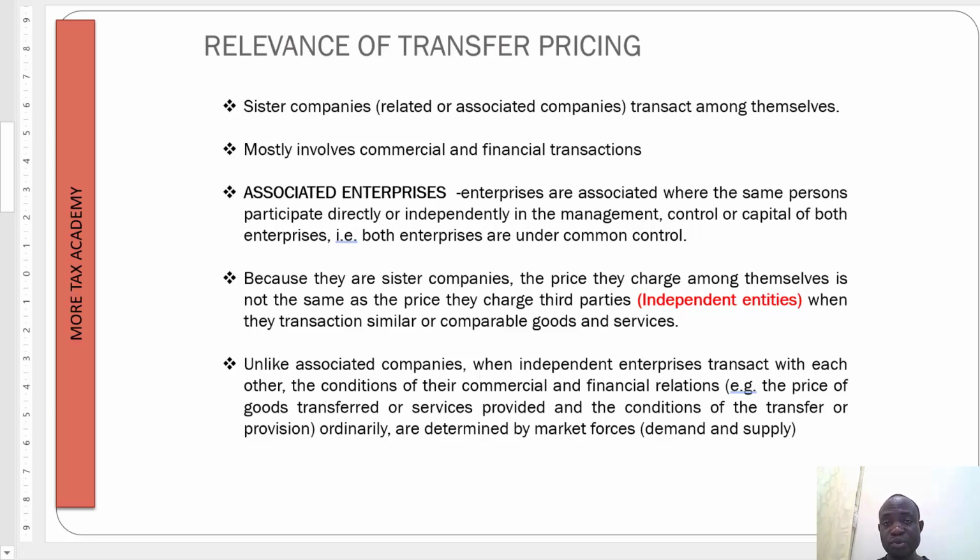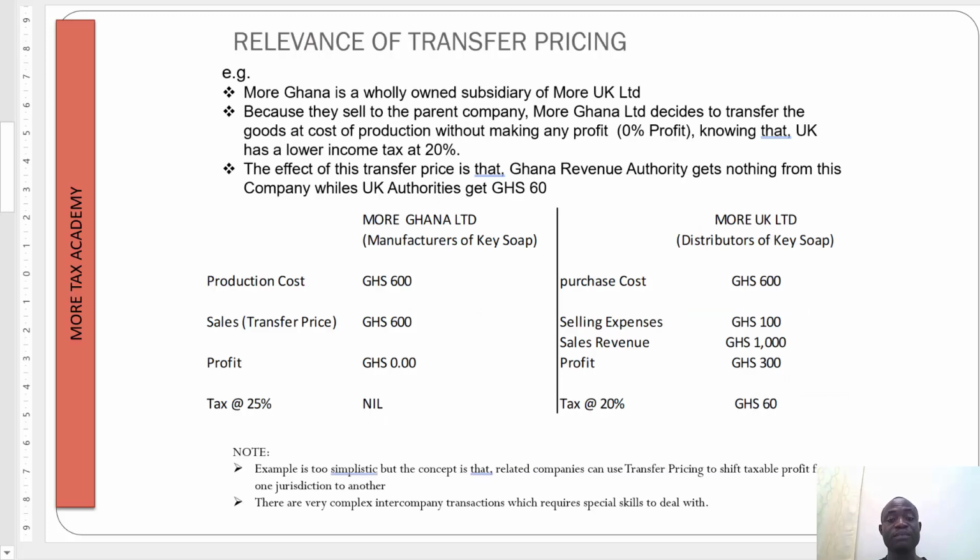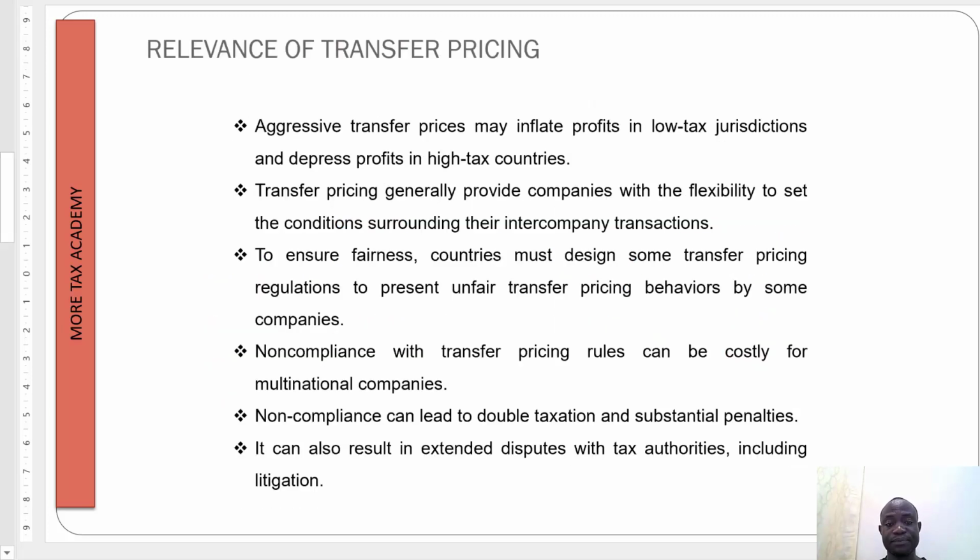But in taxation, the two entities are separate legal entities. And because of that, we are saying that the independent nature of you transacting with a third party should reflect in the same way you are transacting with a related party. But in most cases, it doesn't happen. That is why we are saying that transfer pricing gives opportunity for taxpayers to avoid paying taxes.